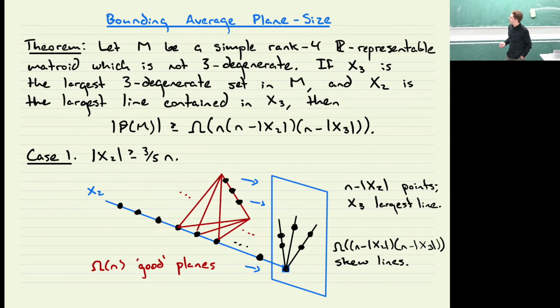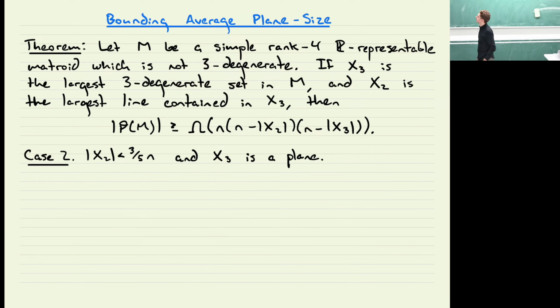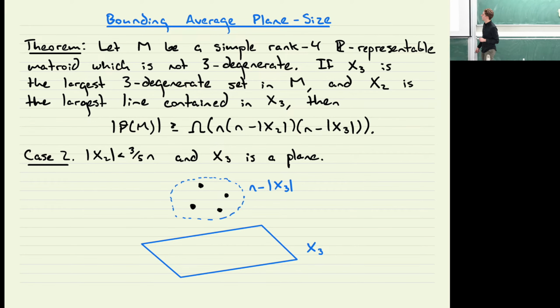All right. So from now on, I'm going to assume that this largest line is bounded in size as a fraction of n. Note that that means we can use Beck's theorem, and we will. Then we have to break into the cases where x3 is a plane and where x3 is the union of two lines. We'll assume that it's a plane first. So we have this picture of our matroid where we have this plane that's as big as we like, and then this leftover set.